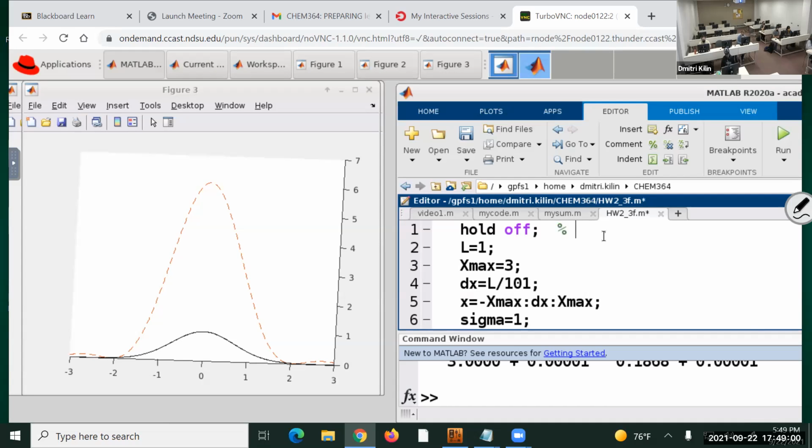Hold off, clear visual space. What is L? I don't know what is L.